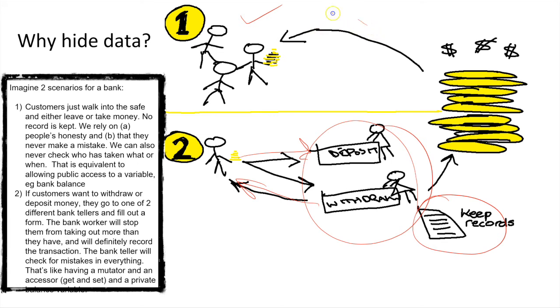But in this situation up here, I've just allowed people to access the public balance variable, and therefore I can't really enforce any rules or keep any records of what's happened, because people can just go straight in and touch the variable themselves and change it to anything they want to, which is the equivalent of just walking into a safe in a bank and taking anything you want to.